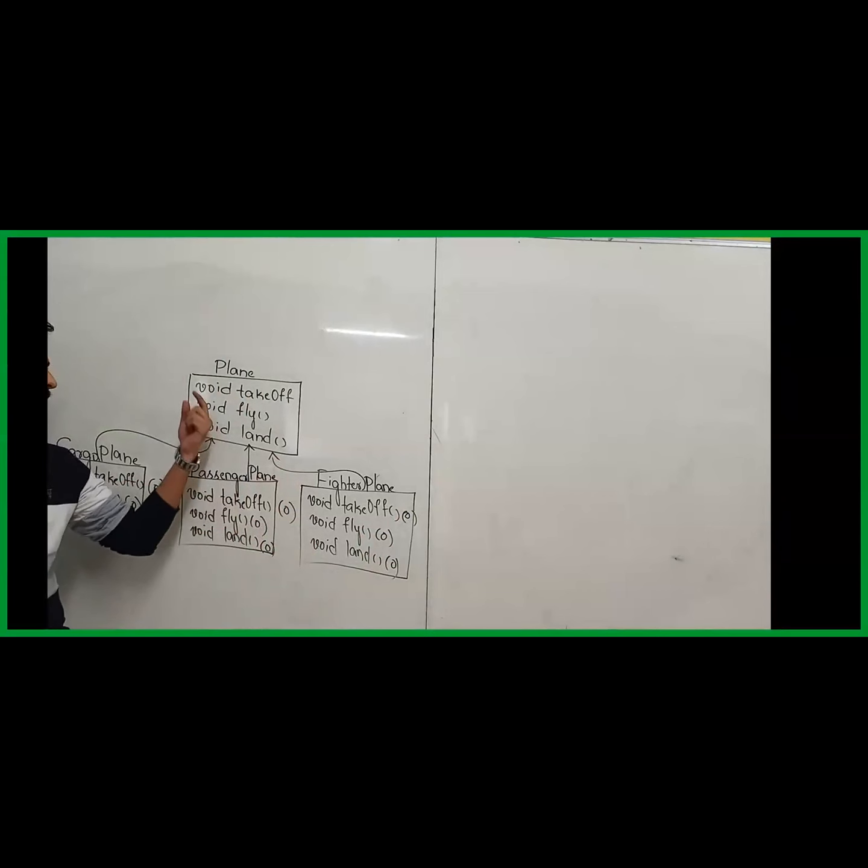You please think and tell me, what is the body of the takeoff method in the plane class? What is the body of the takeoff method in the cargo plane class? Cargo plane requires a long runway to take off. Cargo plane requires a long runway to land. Cargo plane flies at lower heights. These are the bodies that I have given for cargo plane. Yes or no?